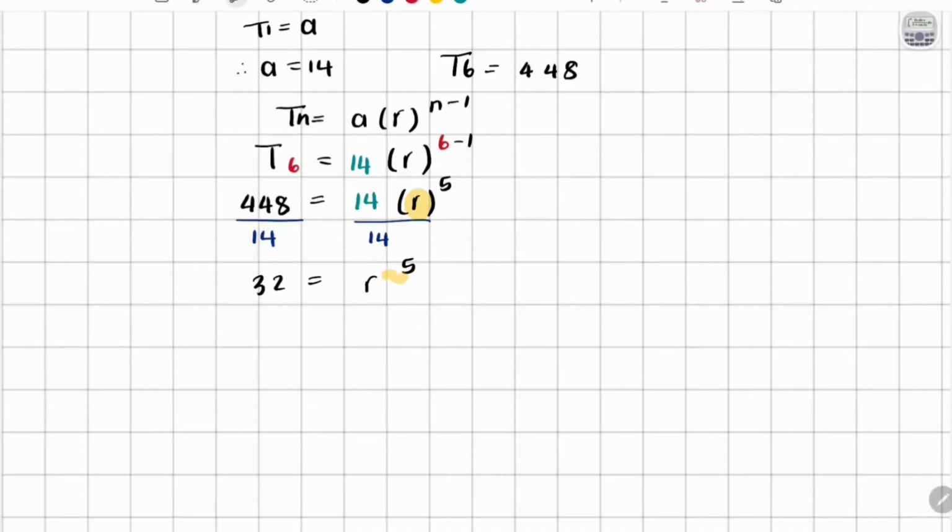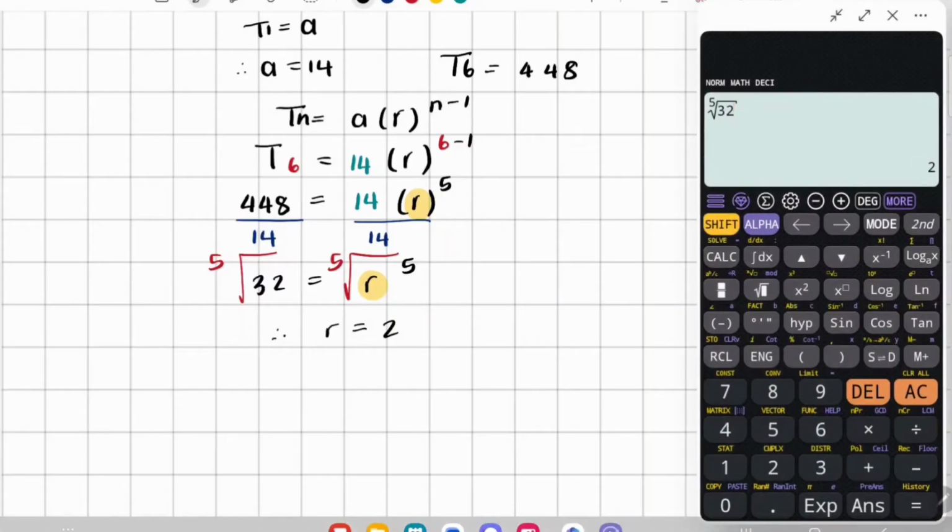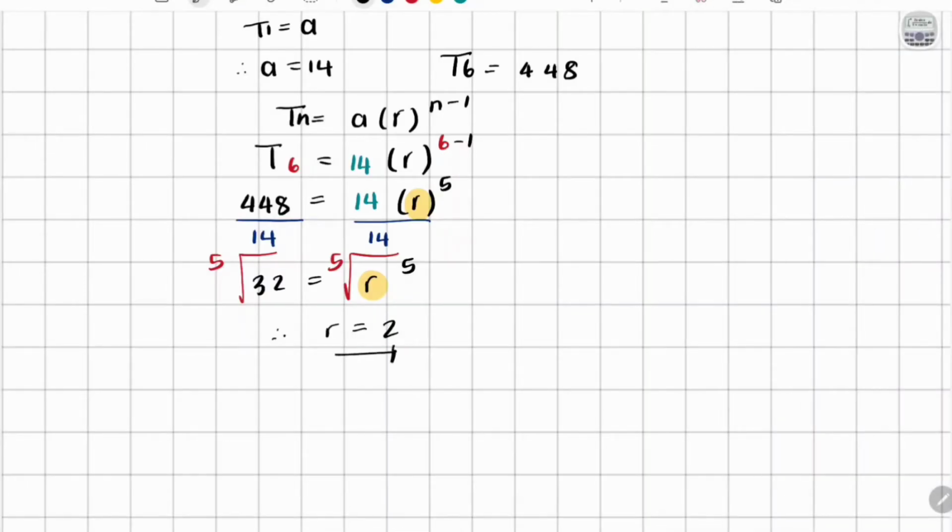Okay, now focus. You're just trying to find the value of r. And what is stopping us from reaching r is this to the power of 5. To get rid of a power of 5, you would have to root both sides. So the fifth root of both sides would be the inverse of this. So r is equal to the fifth root of 32. I think that is 2. Okay, so that is 2. So there is the value of r.